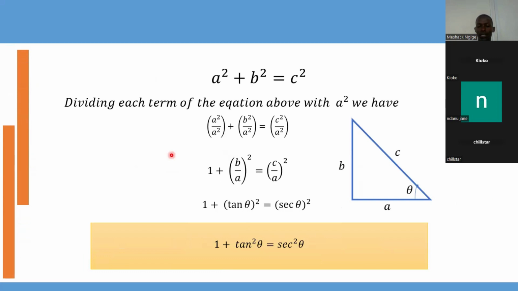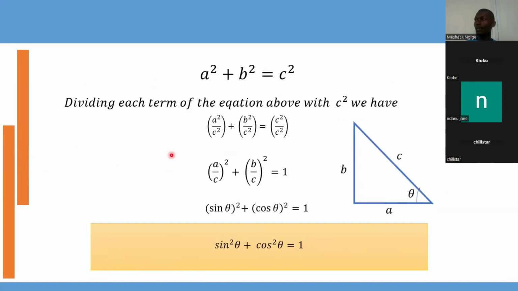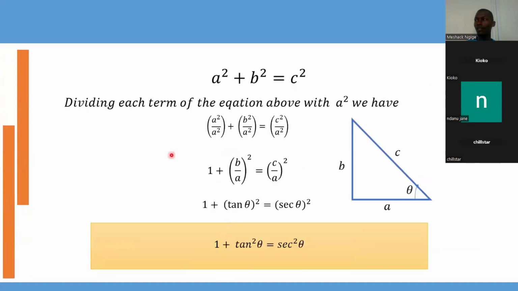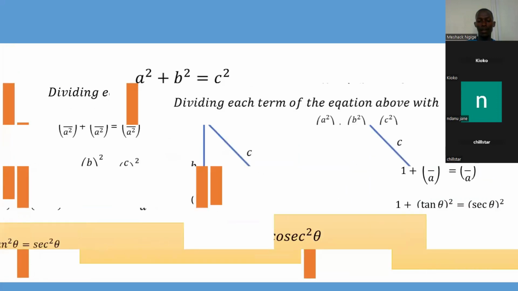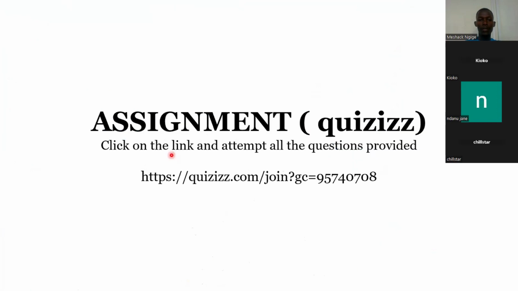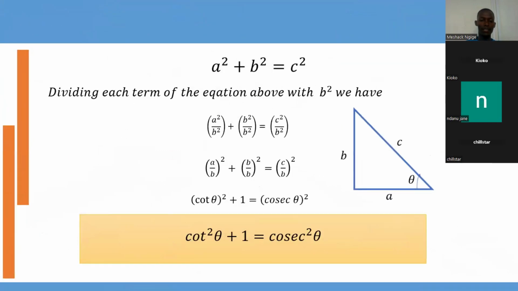I'd like you to note down the trigonometric identities, because you'll need them. The first one is sine squared theta plus cos squared theta equals 1. The second one is 1 plus tan squared theta equals sec squared theta. And the last one, when you divide all through by b squared, you follow the same procedure, and you get cot squared theta plus 1 equals cosec squared theta. So those are the 3 trigonometric identities.